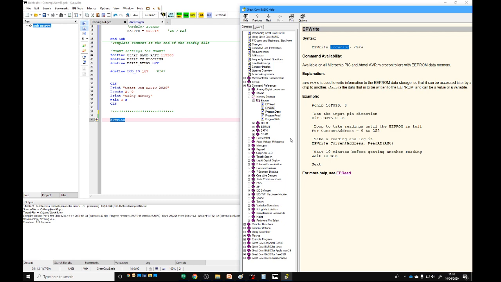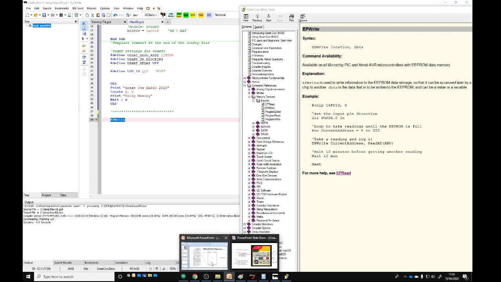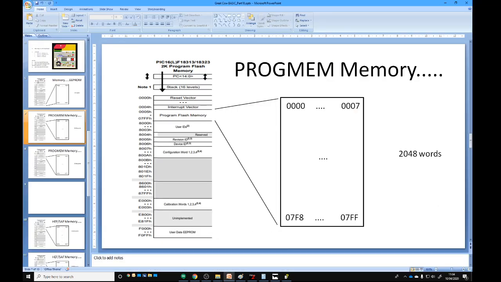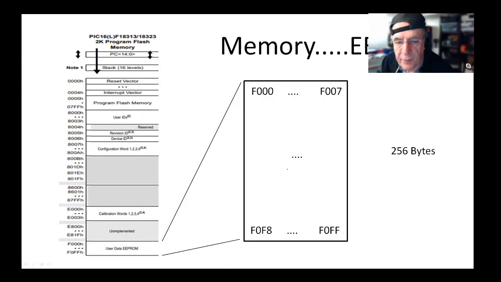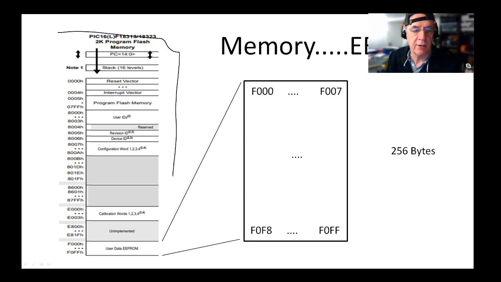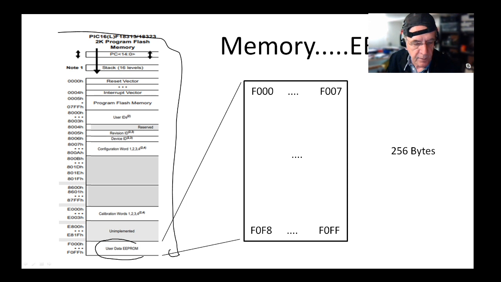So what are these locations? Let's have a look at this diagram. Let's go back to PowerPoint for a second. In PowerPoint, I'm looking at a couple of screens here. This is the memory map shown on the screen here, this nice diagram in the data sheet. And right down here, I've got EEPROM, and it sits at address F000 to F0FF, which is here. This larger diagram I've made for you, and it's 256 bytes.